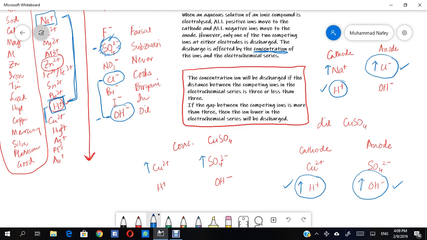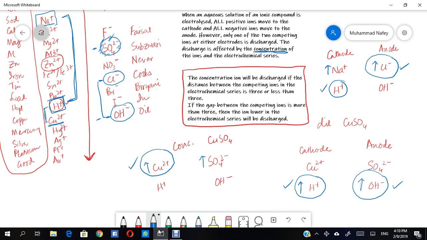So now according to the rule, the concentrated ion should be discharged if the gap between the competing ions is 3 or less than 3. Let's go to the electrochemical series for cations. So we see that here is copper and the gap between the competing ions is just 1. Therefore, copper will be discharged.